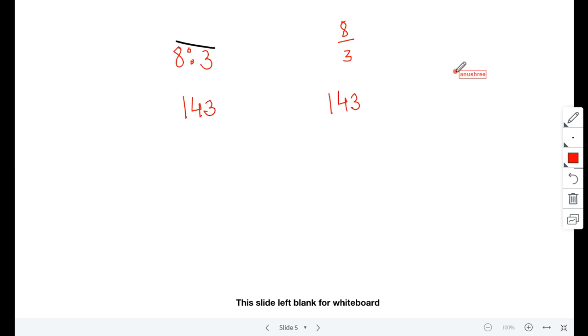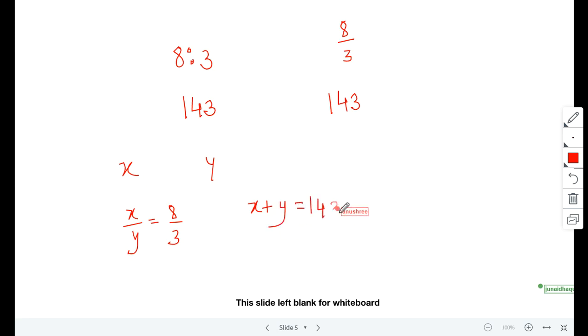It's given as there are two numbers. Suppose there are two numbers x and y. When you divide them, x divided by y, you get 8 over 3. And when you add them, you get 143. Is this clear? That's the question. Is it clear or not?